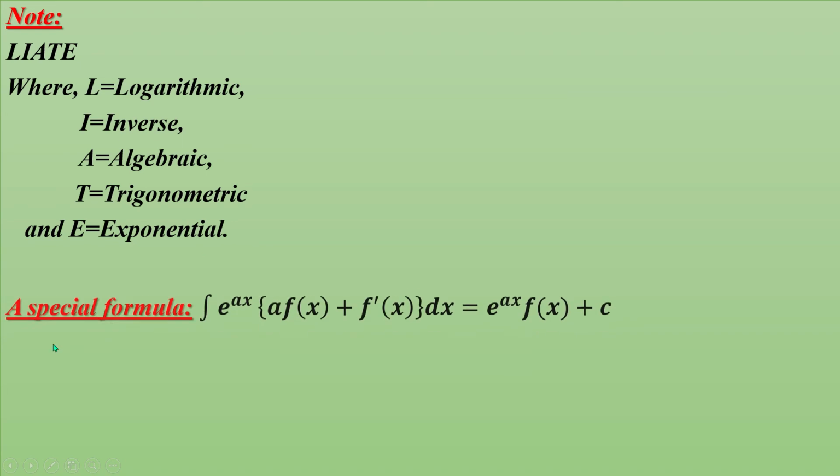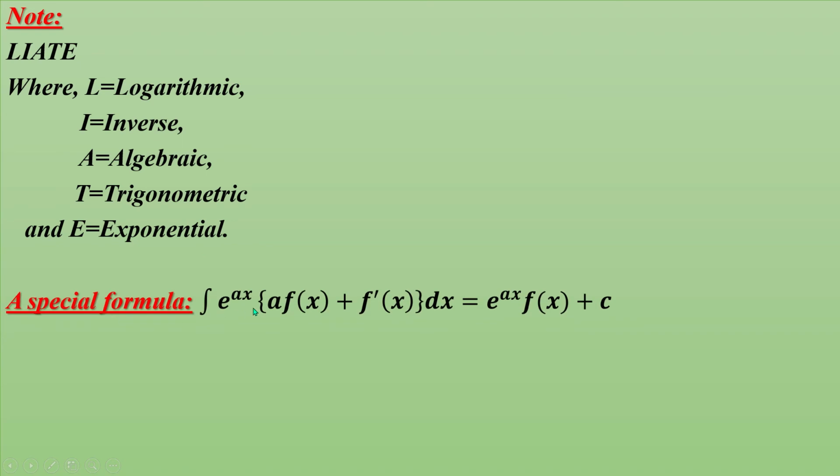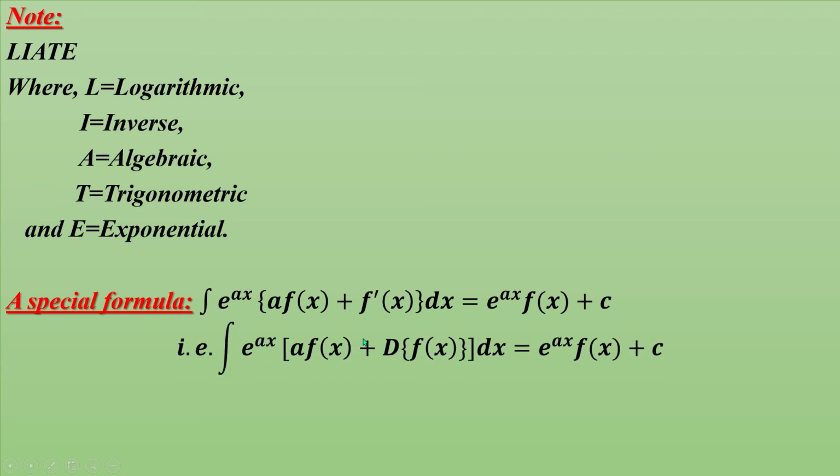Clear? And a special formula: the integration of e to the power x times the sum of f of x and f prime of x, dx, is equal to e to the power x f of x plus c. That means after differentiating this, we will get this, and finally we can write this part. Clear? Or we can write it in another form. This part is the same, but we can write d f of x by dx. This is equal to e to the power x f of x plus c.